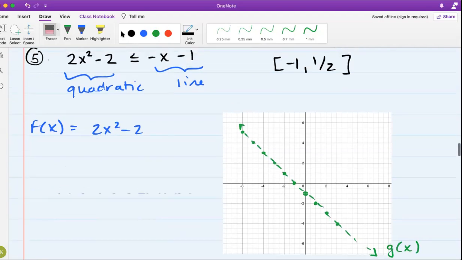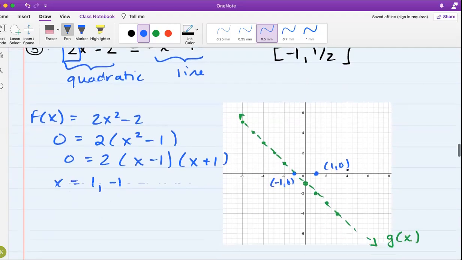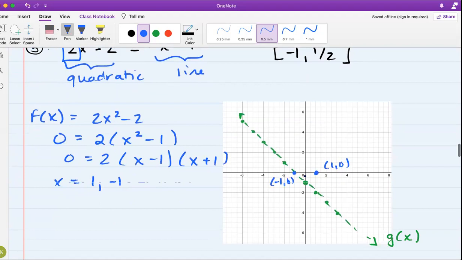Now let's focus on the quadratic. I'm going to set that quadratic equal to 0 and factor. And I get 0 is 2x minus 1, x plus 1. So I am able to find the two x-intercepts: one at 1, 0 and one at negative 1, 0. I also know that this quadratic is pointing upwards. I just need to figure out where that vertex is, whether it's between 0 and 1, or below, or actually on that dot. So let's see what we can do here.